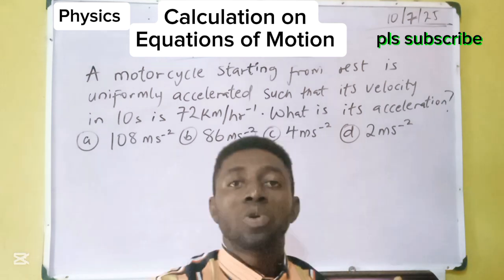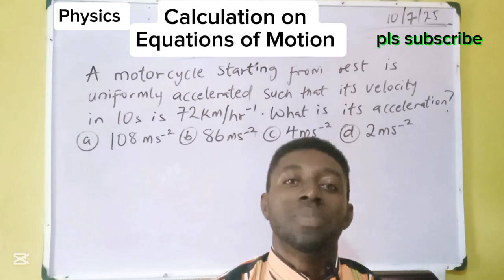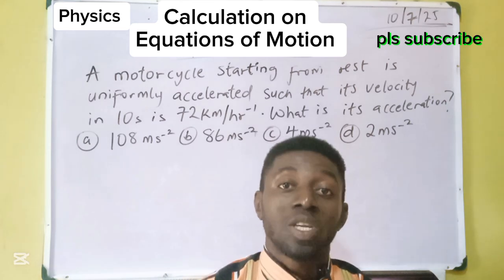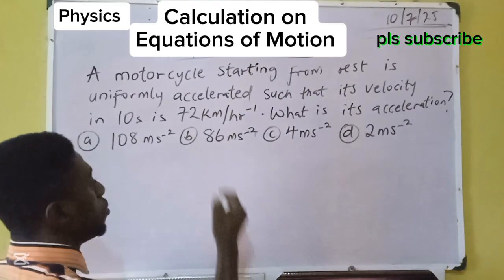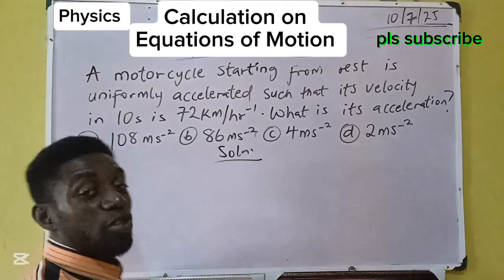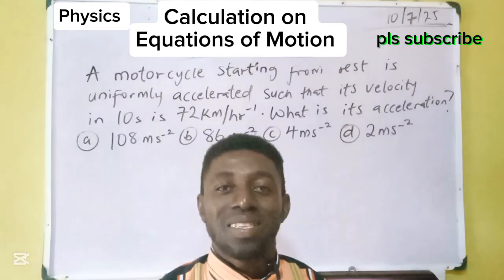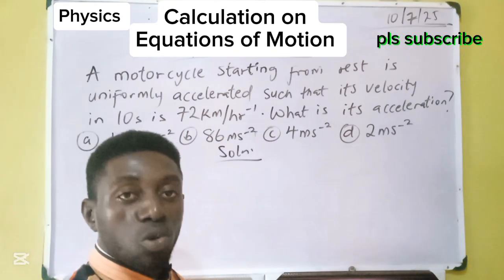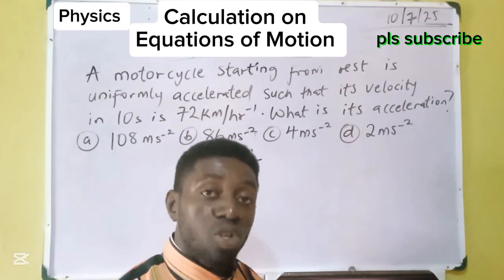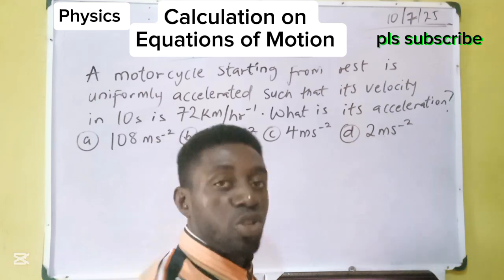Okay, the next thing we do now is to put all equations of motion on the board. Let's get all the formulas on the board to know the best one that suits our question. Okay, solution. First of all, give yourself that confidence that you can do it. Put solution. Then let's see our four equations. This is how to go. Anytime you see any question related to equations of motion, get your four equations.